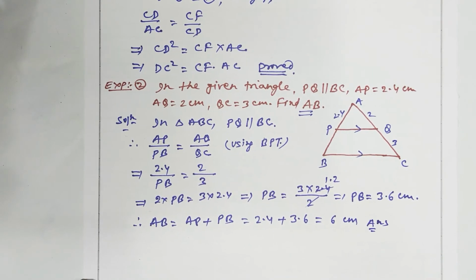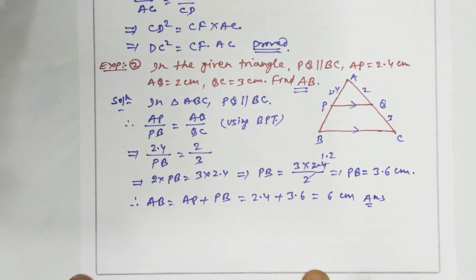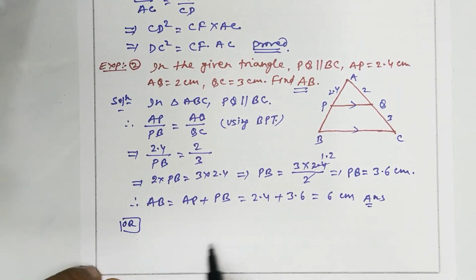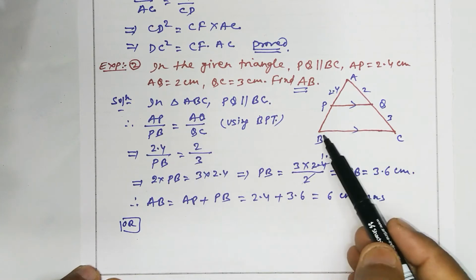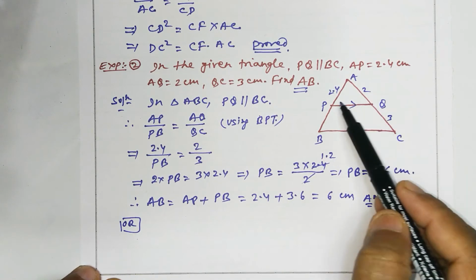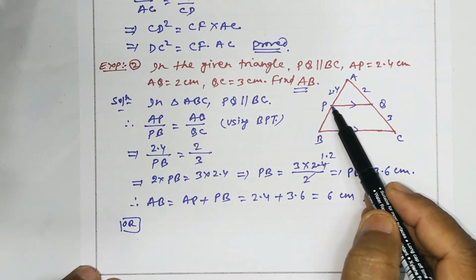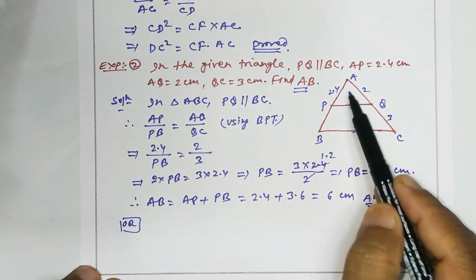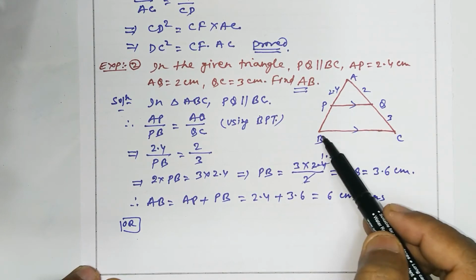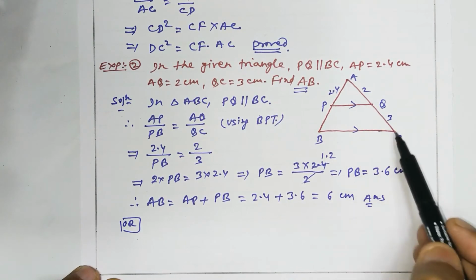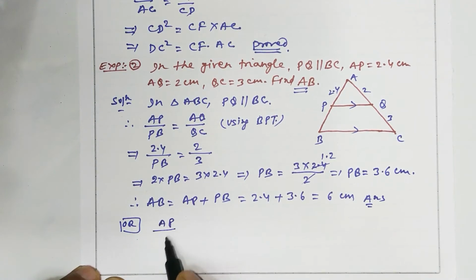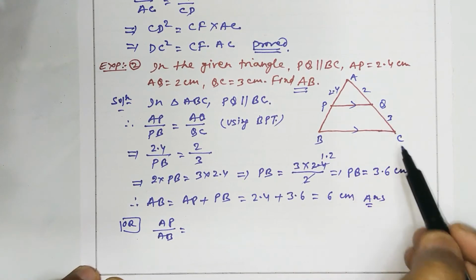Or directly also we can find it. If you want to find it in short, I am giving you the brief. Directly if you want to find AB, you can use it like this. Using BPT, in triangle ABC with PQ parallel to BC, AP by AB equal to AQ by AC. If you use that, then you get AP by AB is equal to AQ by QC.